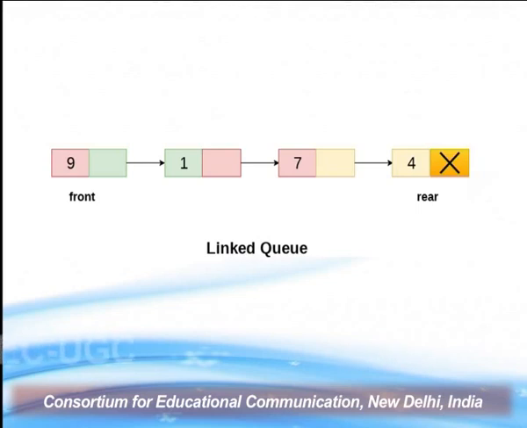So, 9 is the element which was first inserted, then 1 is inserted, then 7 is inserted and 4 is inserted, and now we have two pointers as in the normal queue, which are front and rear. The front pointer points towards the end from which we keep on dequeuing the elements, and the rear points towards the end from which we will enqueue the element.